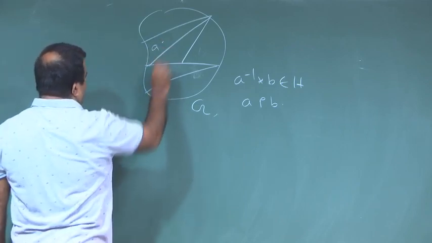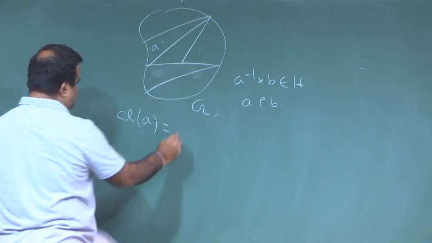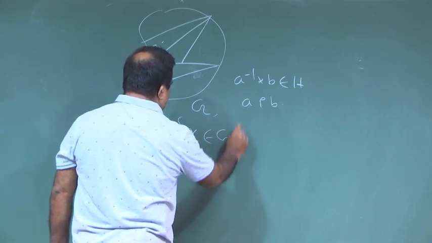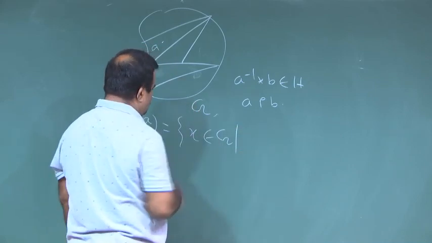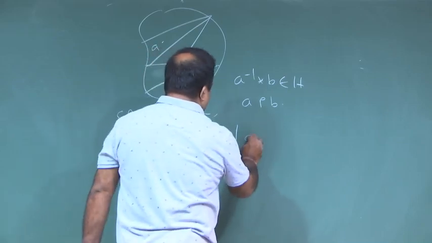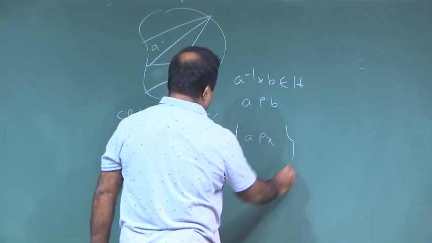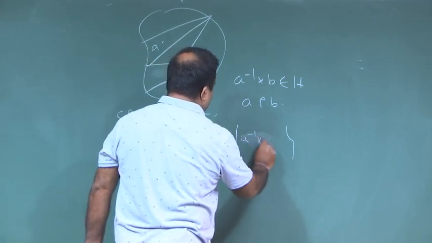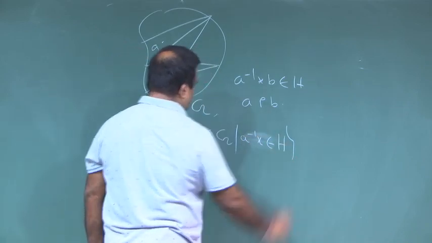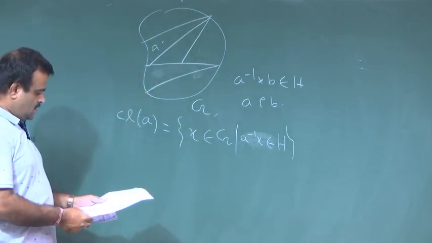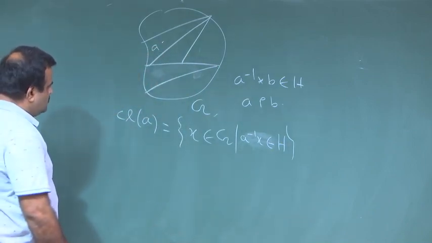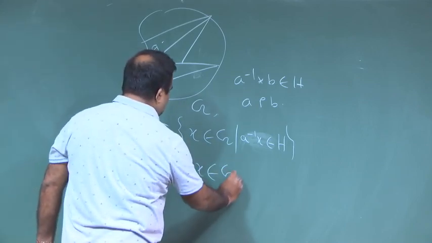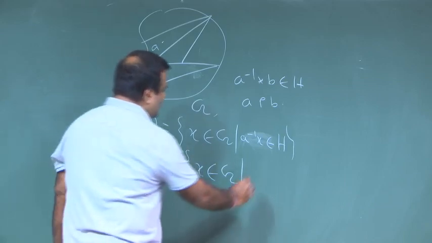So, we take an element here. The class of A is nothing but the set of all x which are related with A under this equivalence relation. That means A is related with x, so A inverse x belongs to H. Okay. So, this is the set of all x such that A inverse x belongs to H.